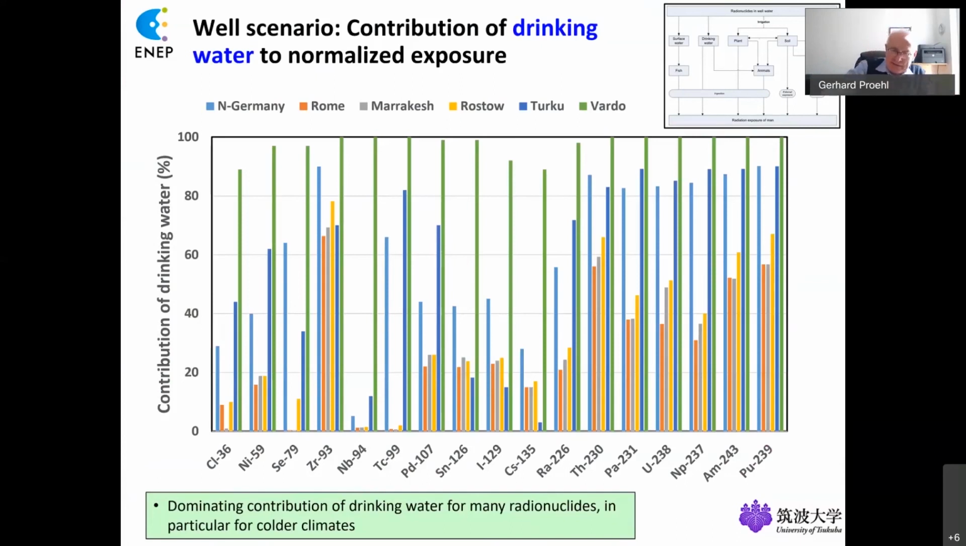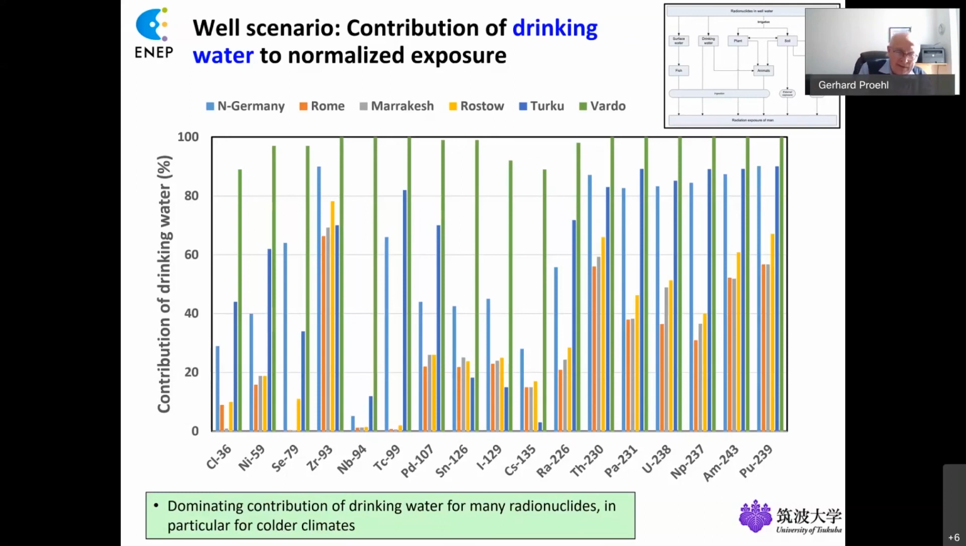And you see on the elements on the right side that drinking water is often a dominating intake, or at least 30-40% of the intake is caused by drinking water. This means that, because drinking water has a constraint, the variation of the normalized exposure is low, because a relatively large part is caused by drinking water, which doesn't vary so much.